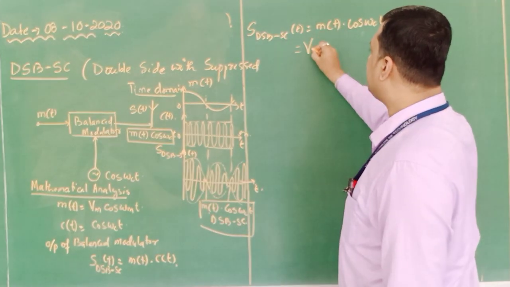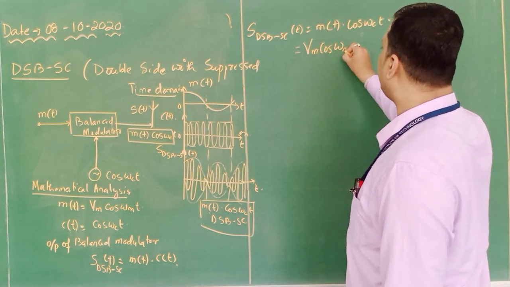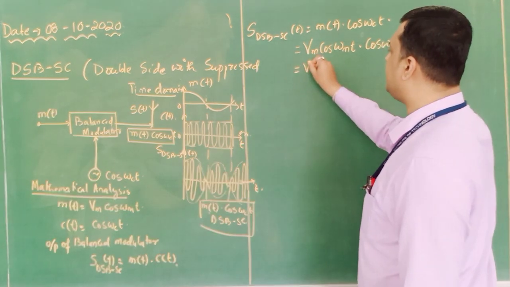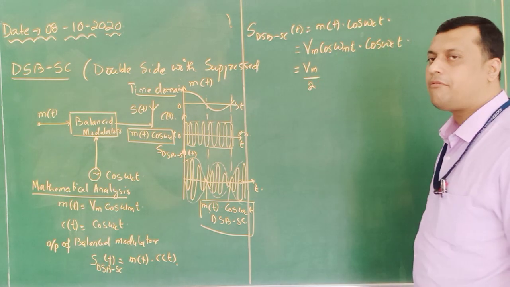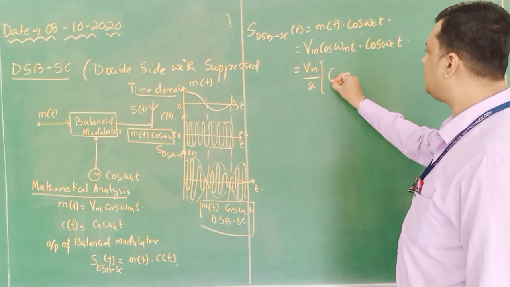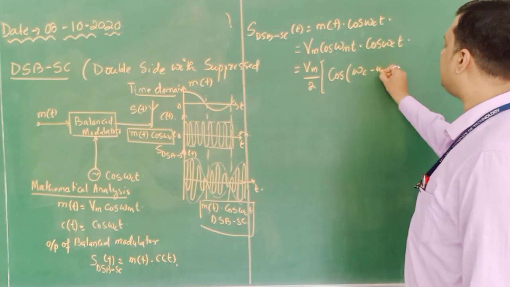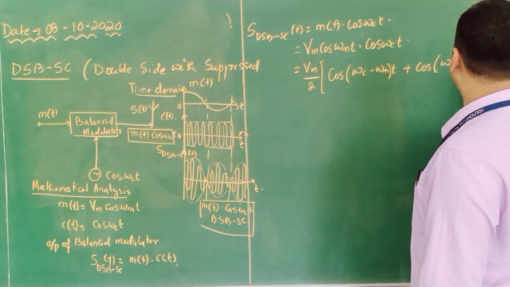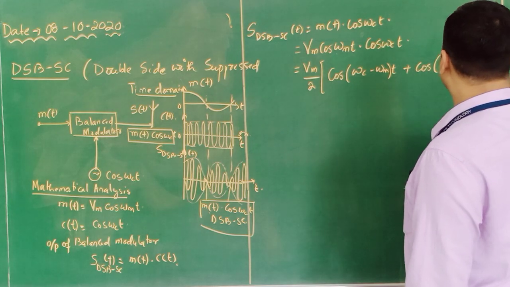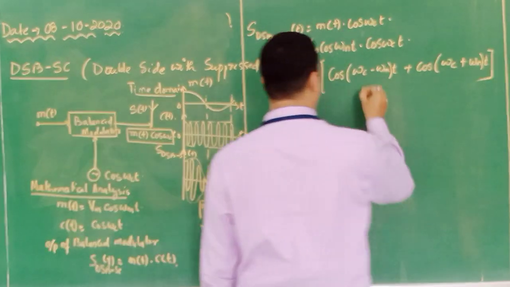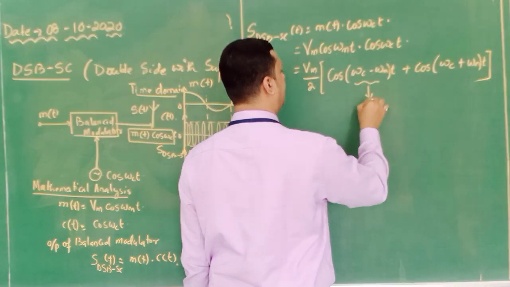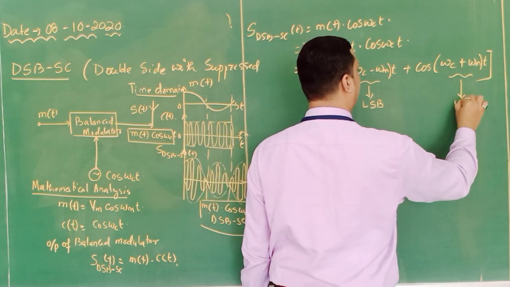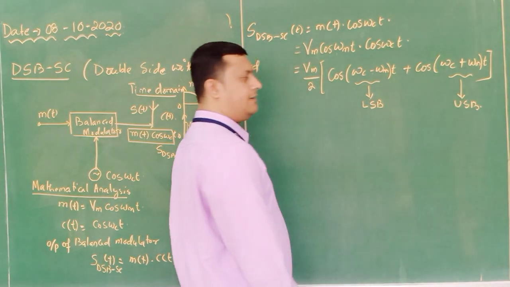Now I need to simplify this. So it is Vm cos omega mt into cos omega ct. If I expand this, it is in the form of cos A cos B. So it is Vm by 2 times cos of (omega c minus omega m) t plus cos of (omega c plus omega m) t. Okay, so the two sidebands are available. Here you can see omega c minus omega m indicates the lower sideband and omega c plus omega m indicates the upper sideband. Done.